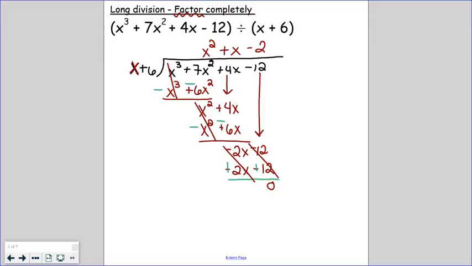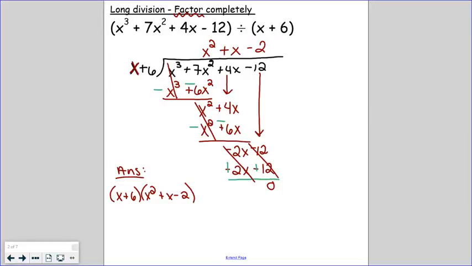Now, how do I write my answer? Part of your answer is what we divided by, and that's the part that everyone forgets. Don't forget that that is a factor of this polynomial because it goes into it evenly. So x plus 6 is one of the factors that needs to be in my answer. The other part is what we got at the top of our divide bar here. So we'd have an x squared plus x minus 2.